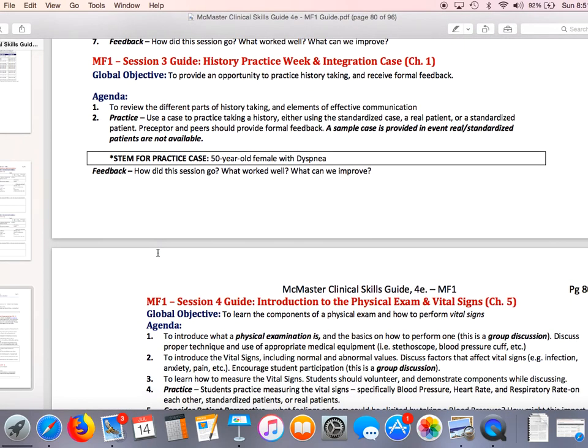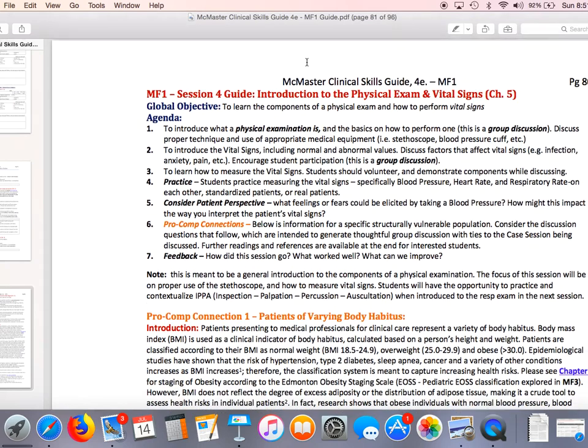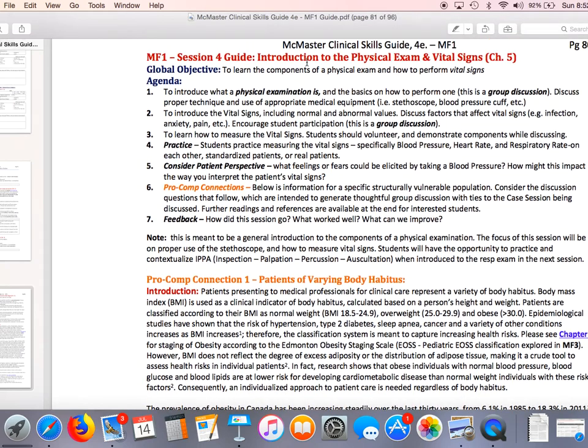Session 3 is the history practice week and integration. Again, it's an opportunity to practice, and you'll see that this is a recurring theme: we want the students to have quite a bit of time to practice with one another. Session 4 is when we introduce the physical examination and the vital signs, and you'll see the pieces of the agenda here.